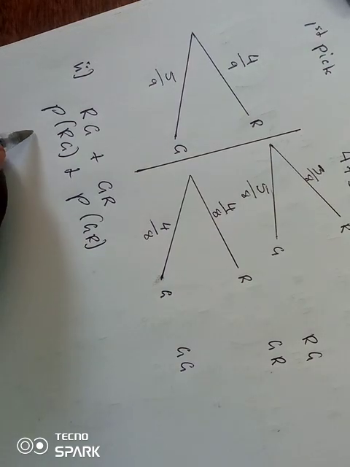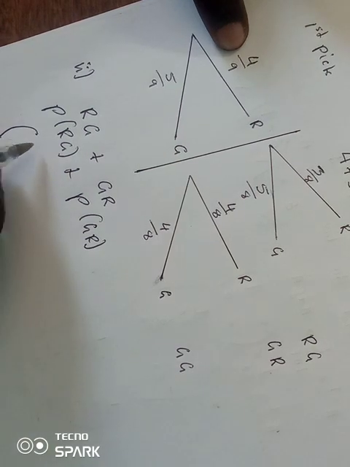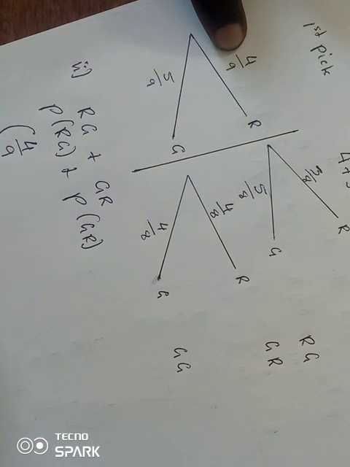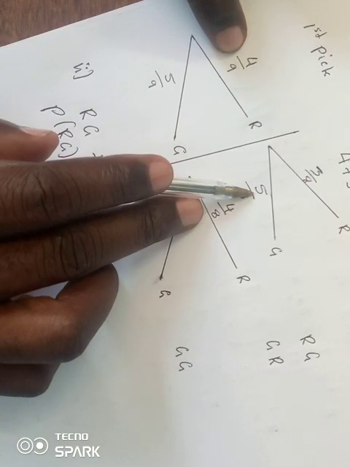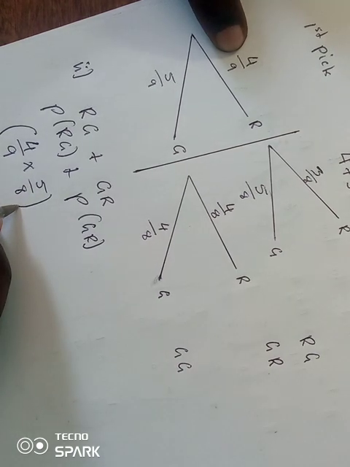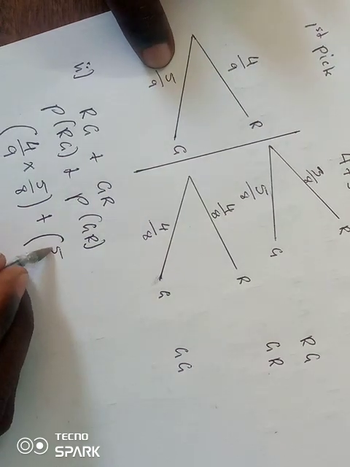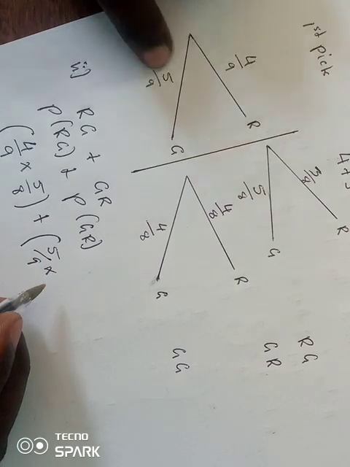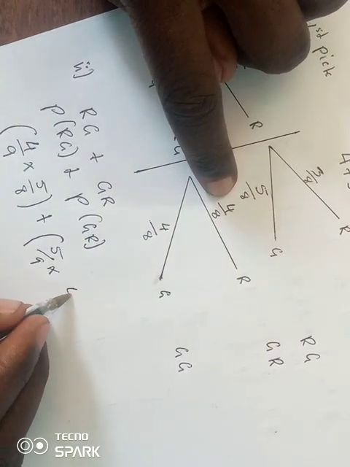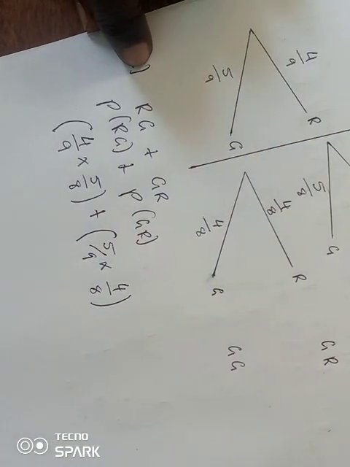So that probability is equal to the first pick, that is 4 over 9, multiplied by the second pick, that is 5 over 8, plus the first pick, that is 5 over 9, multiplied by the second pick, that is 4 over 8. Okay, so from here numbers can be reduced.